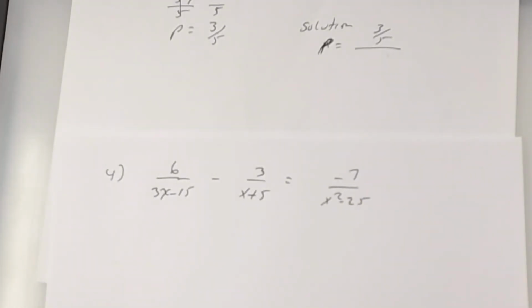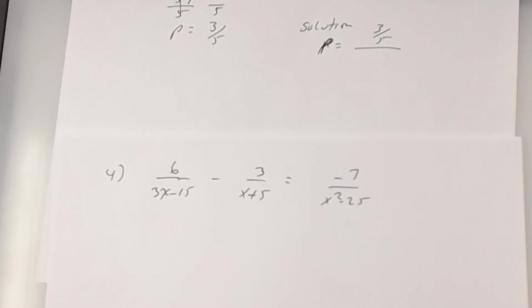So 6 divided by 3x minus 15 minus 3 divided by x plus 5 equals negative 7 divided by x squared minus 25. Okay, what kind of equation is this? No, it's not quadratic. What kind of equation is this, guys? You need to know the kind of equation in order to be able to solve it. It's a rational equation.